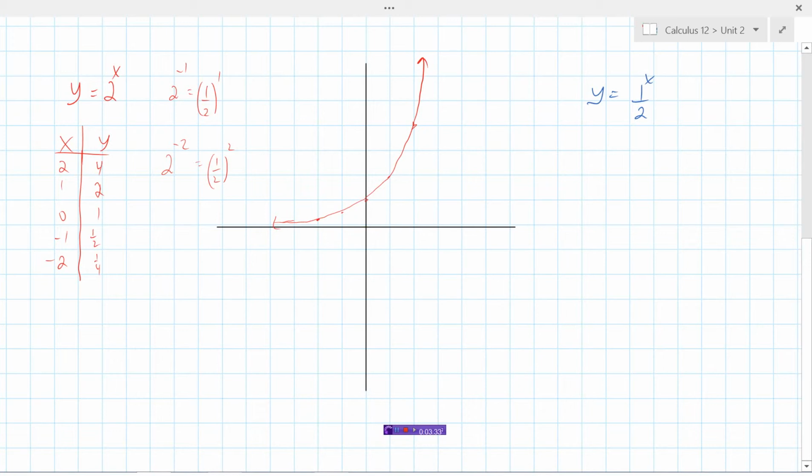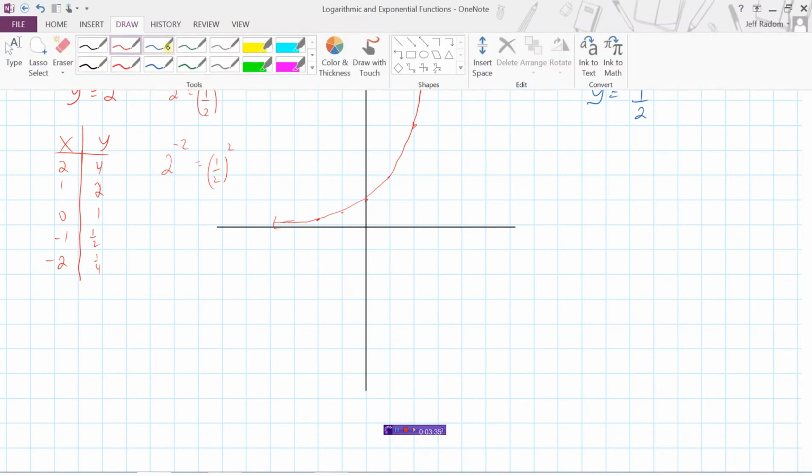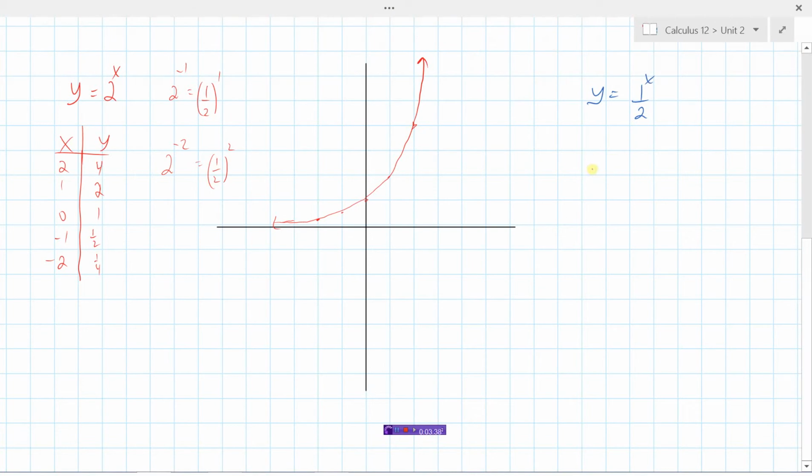If we looked at the graph of y equals (1/2) to the power of x, and we did a table of values, we'll do the same ones. So here when x is 2, 1/2 times 1/2 is 1/4. 1/2 to the power of 1 is 1/2. 1/2 to the power of 0 is 1. 1/2 to the power of negative 1. Negative means flip the base. So the reciprocal of that is 2.